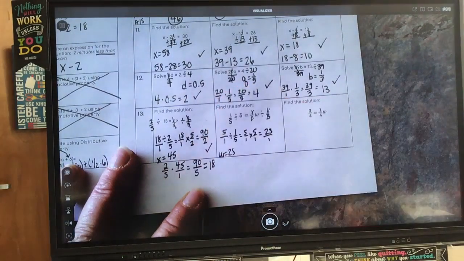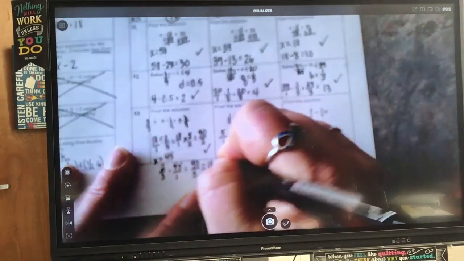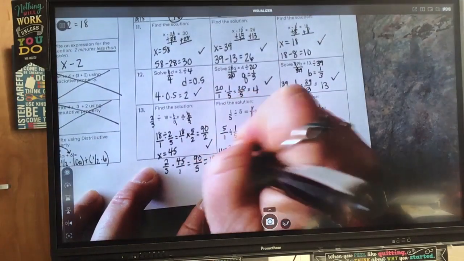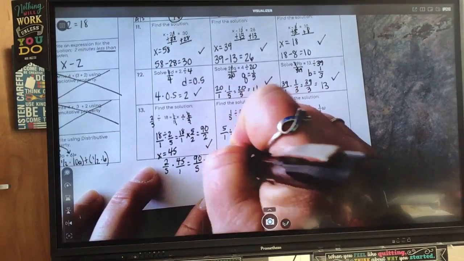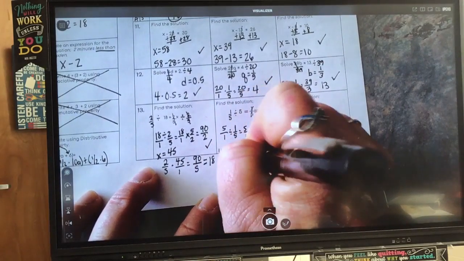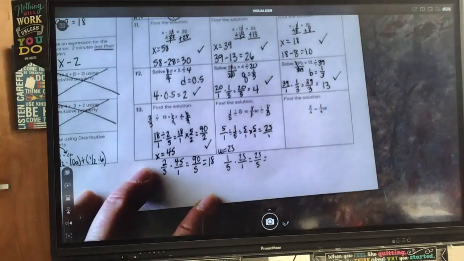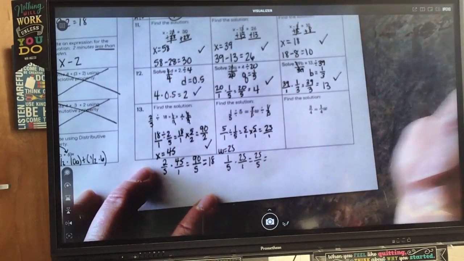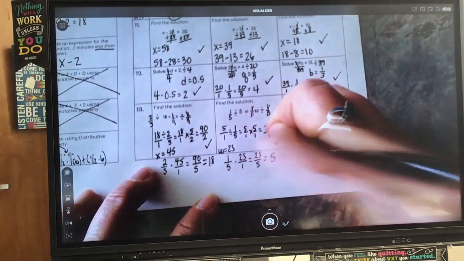So now I gotta plug it back in and check my work. So I'm gonna do 1/5 times 25, which gives me 25 over 5, which gives me what? Which is 25 divided by 5? Delilah? 5. So I know that my work is correct.